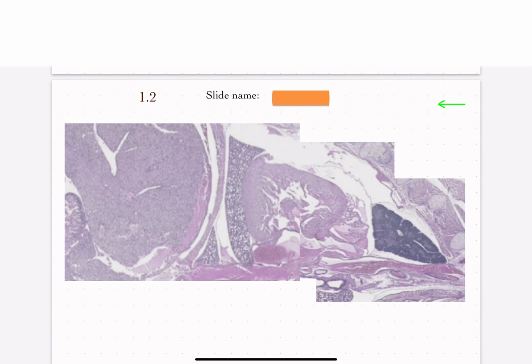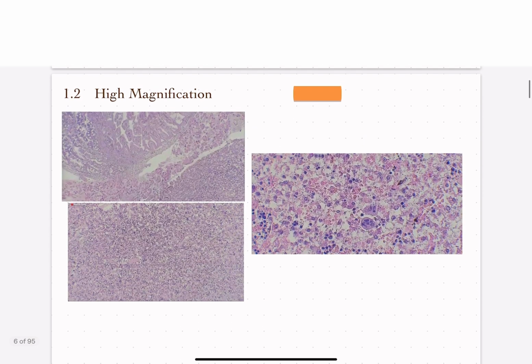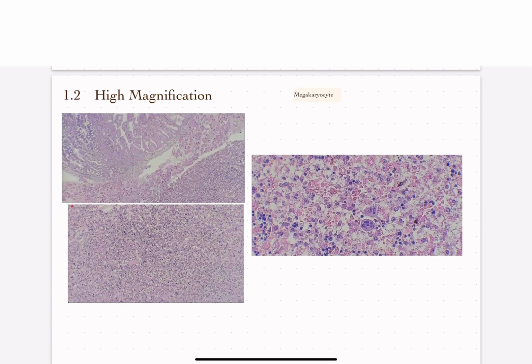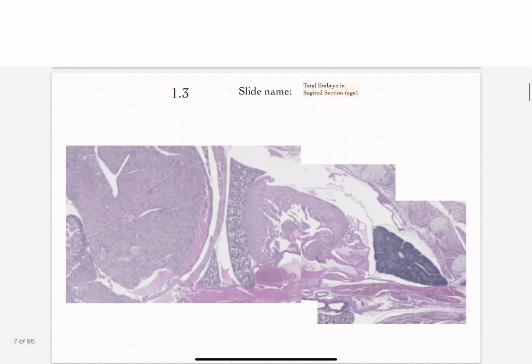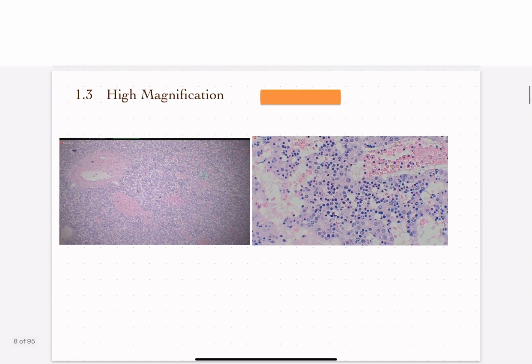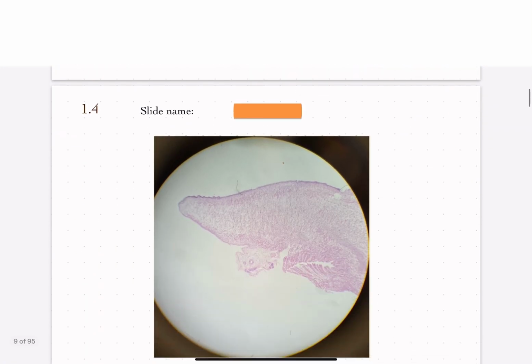Next up, the slide name was the total embryo in sagittal cut. And you can add in the age if the professor requests you to do so. And then in high magnification, we were looking at the liver and specifically the megakaryocyte of the liver. Next slide is the same total embryo in sagittal section, like I said. And then we were still in the liver, but now we were looking at the blood vessel, differentiated blood vessel, if the professor asks you to write that.